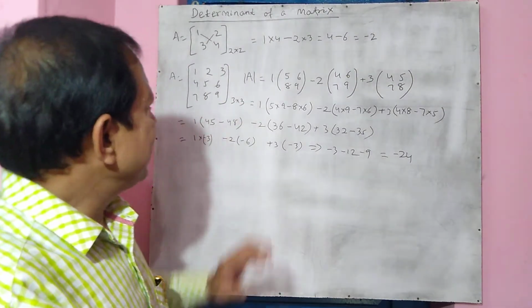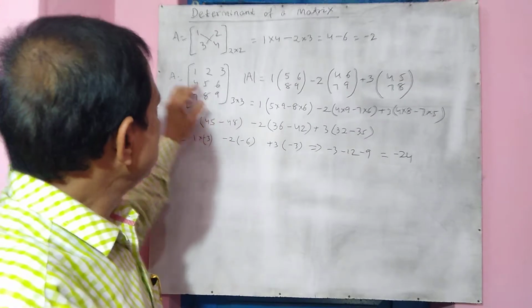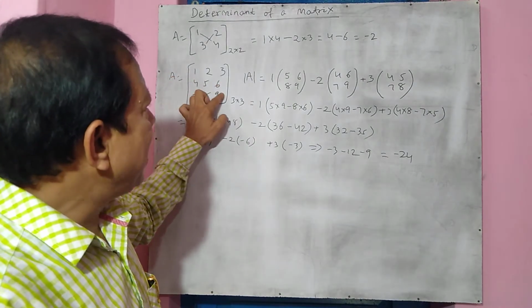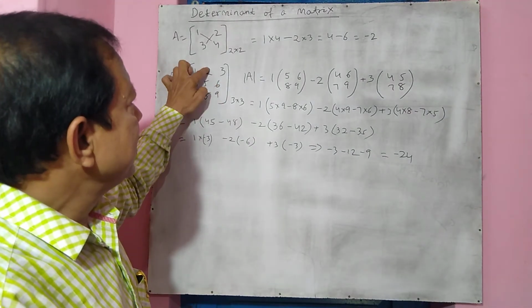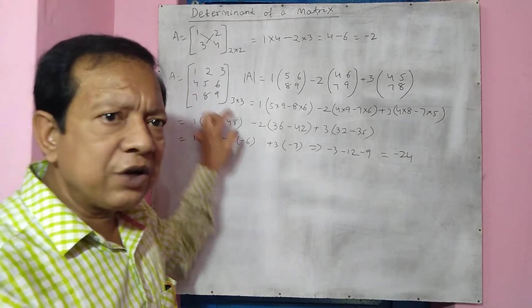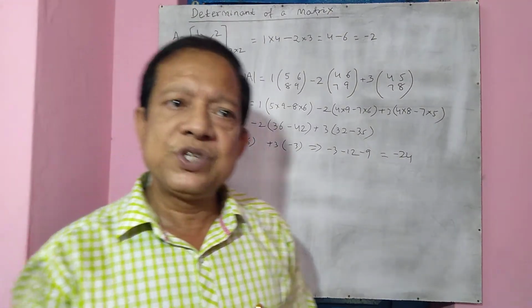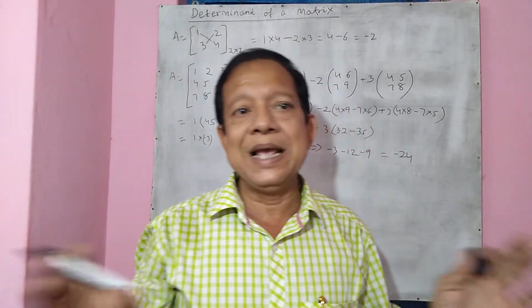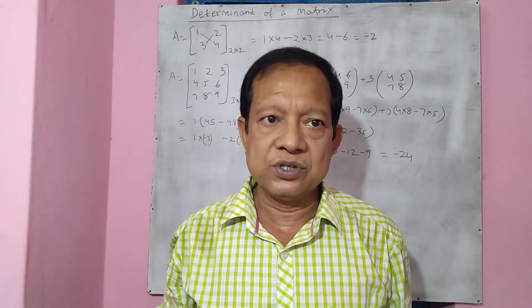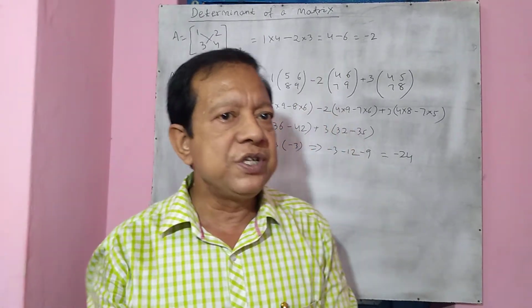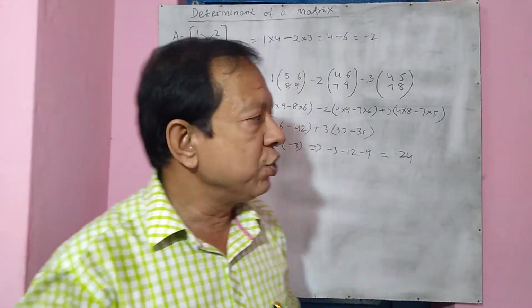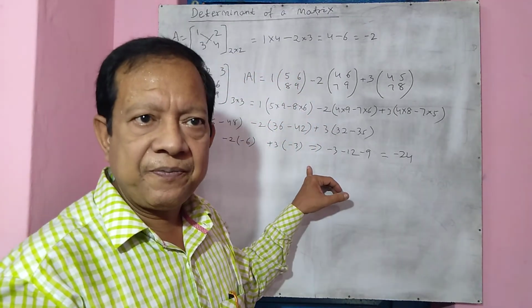If you want, you can practice in your house. You take the second row, you take the third row, you take the first column, you take the second column, you take the third column, whatever you like, but you see how the result will be the same in case of all combinations, right? So this is the process by which we find out the determinant of a matrix.